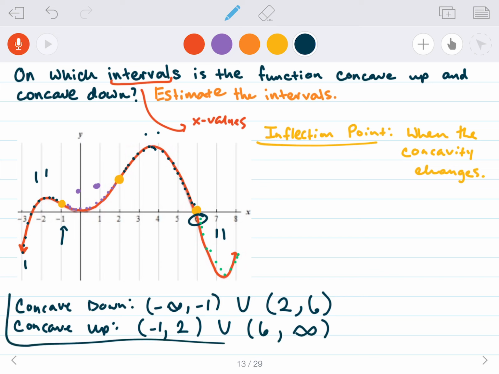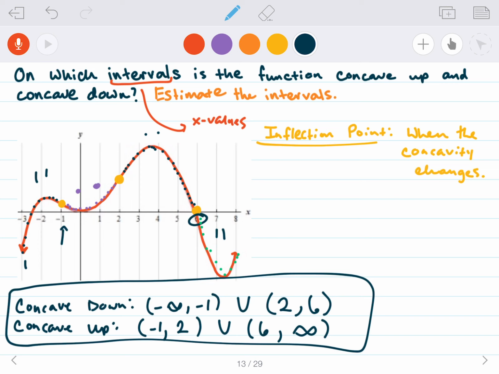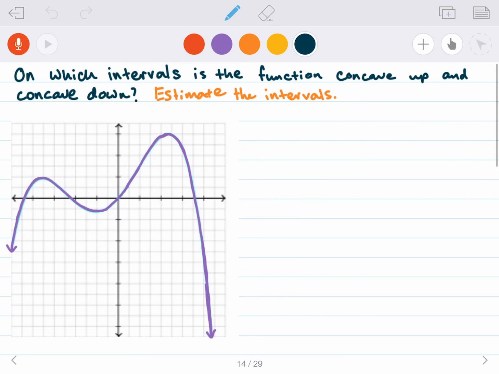And that's how we determine where a function is concave up and concave down. And again, we're just estimating. We don't know if these are truly the points of inflection, but if you take calculus with me, you will find out exactly where those points are. All right, cool. Let's do this one. So the first thing I'm going to do is mark off my perceived points of inflection where this starts to frown from smiling or smile from frowning.